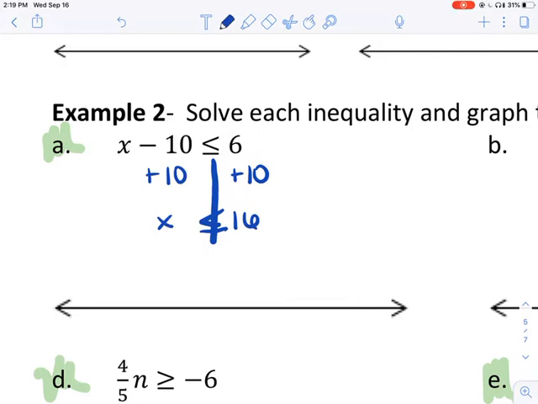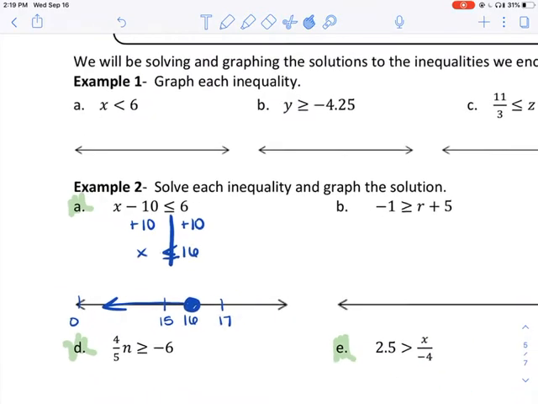Now, because I want to represent all of the potential solutions to this inequality, I'm going to graph it. So I need to make sure I have 16 on my graph and that I also have the numbers around it. And let's go ahead and put 0 on there just for kicks. I'm going to do my circle. This is an equals, so I'm going to fill it in. And then x is less than or equal to 16, so all the numbers that are less than 16 go to the left. Pretty easy.